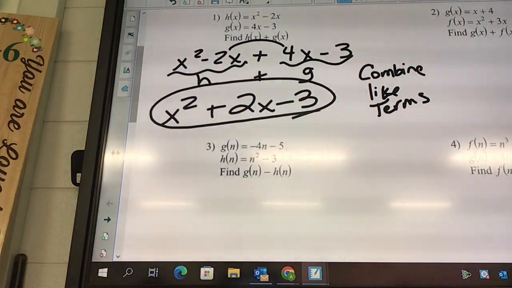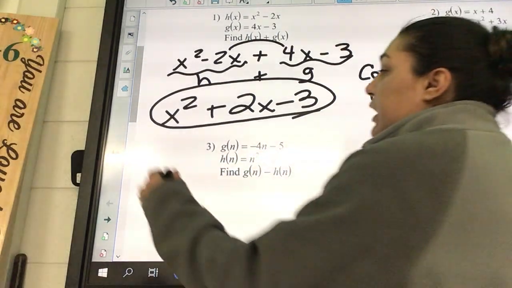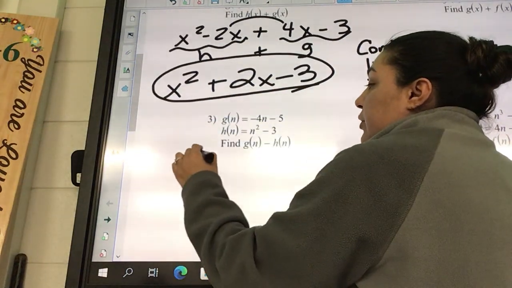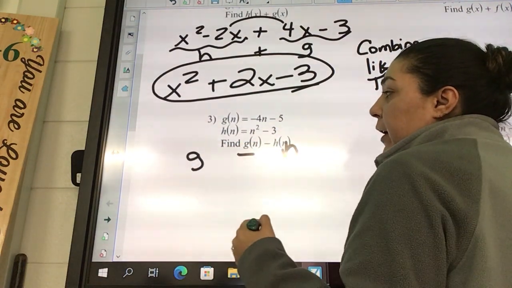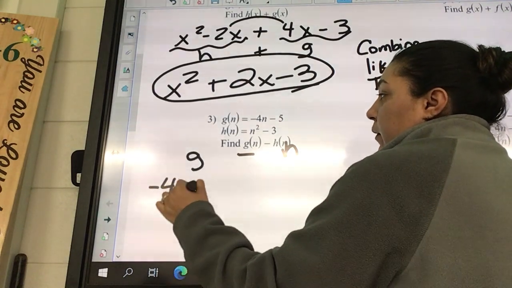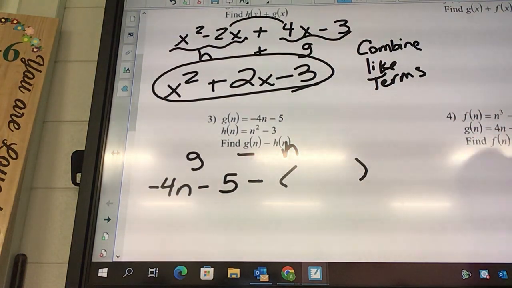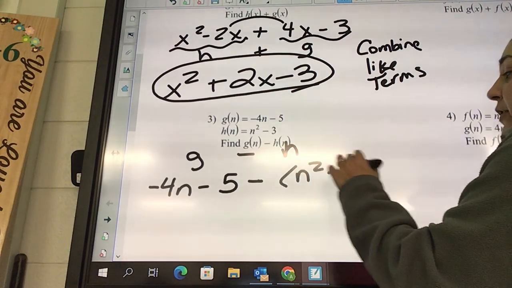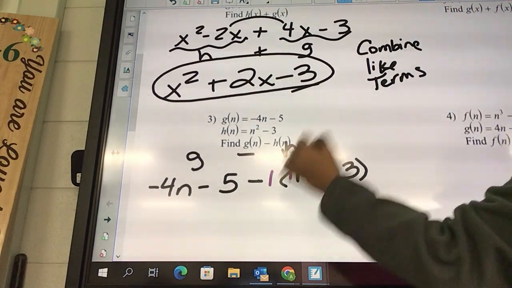Okay, number 3, what operation is that? Subtraction. So we're going to say g minus h, sorry. Okay, so my g is what? Minus 5 minus, what is my h? Okay, minus, you need to put in parentheses. n squared minus 3. Where is there a 1? In front of the negative and the n.